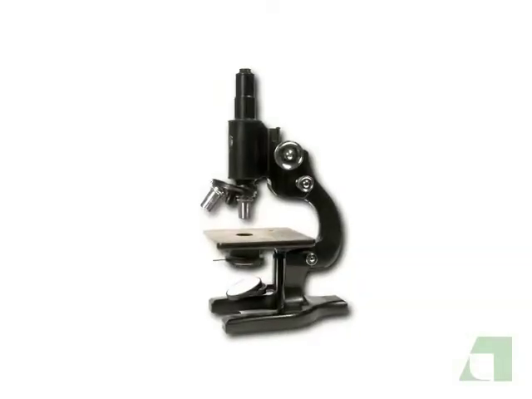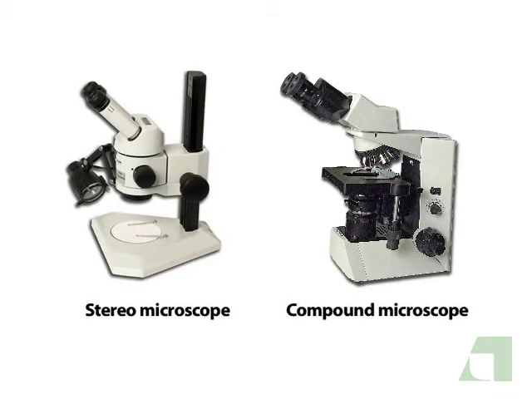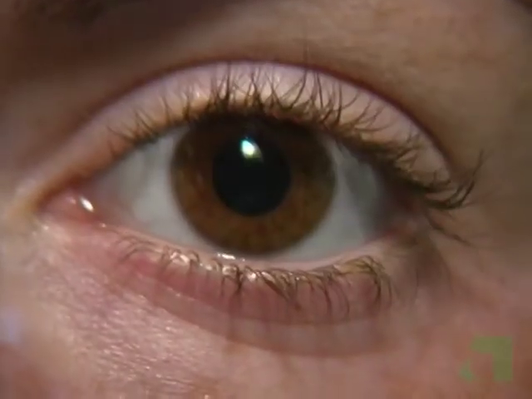Microscopes are basic tools of biology and other areas of science. This video introduces you to two types of optical microscopes that use light to help you see structures that are too small for the human eye.